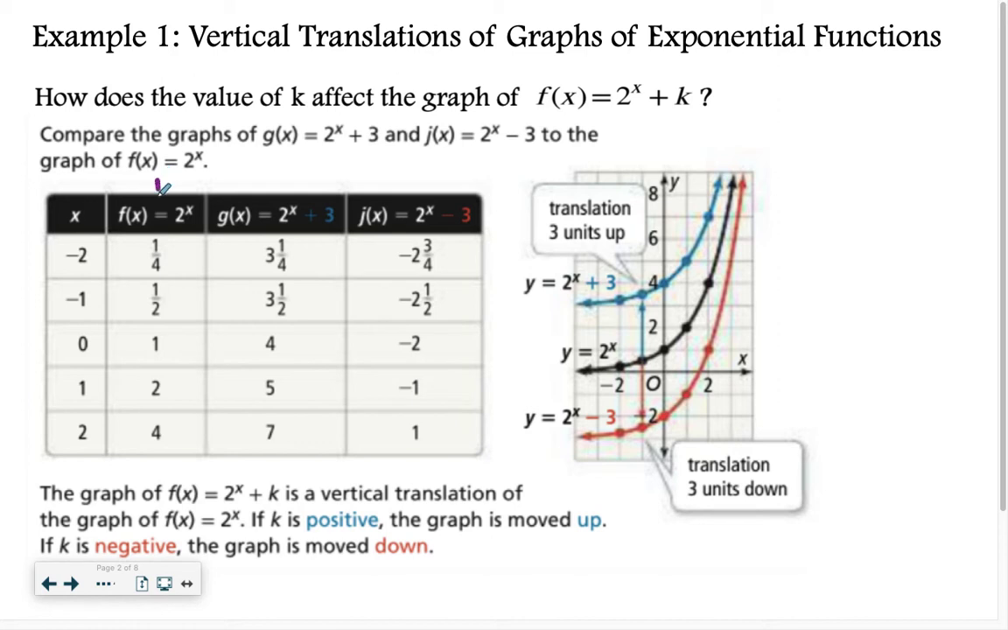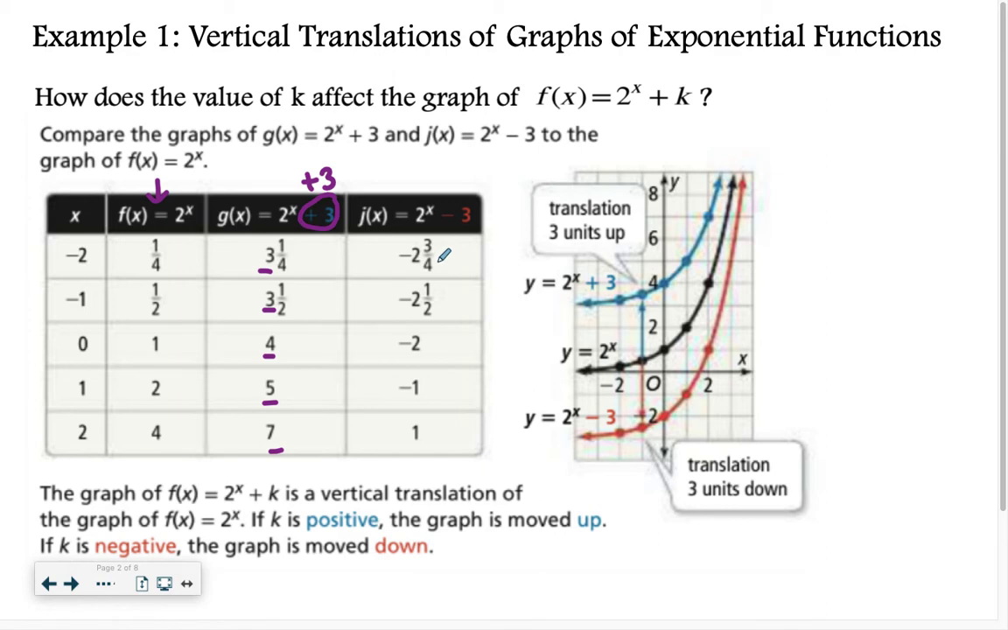We started with our parent function, f of x equals 2 to the x power. When we plugged those numbers in, this is what we got out, and that is this black line right here in the middle. Then we looked at g of x, and this is kind of hard to read, but here it has a +3. So what that does is, look, it moved everything up 3 units. So this green line represents g of x.